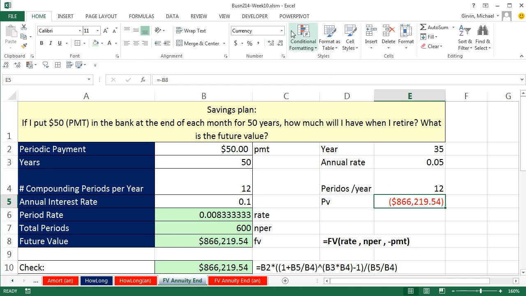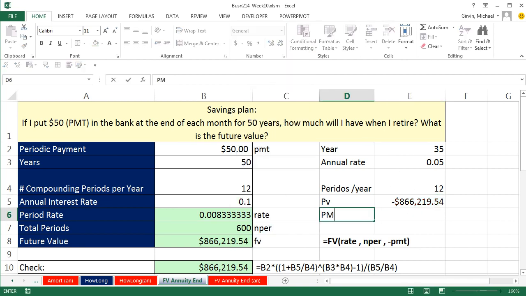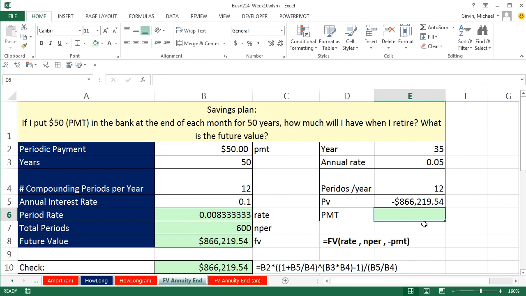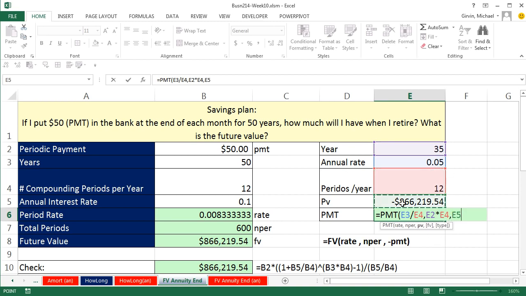I'm going to change this formatting, come up here, currency. And now we want to figure out the PMT, how much we get to withdraw each period. In this cell, we're going to do equals PMT, the rate, 5% divided by 12, comma, the NPER, 35 years times 12. The present value, it's that amount right there. And I don't want to have anything left over.